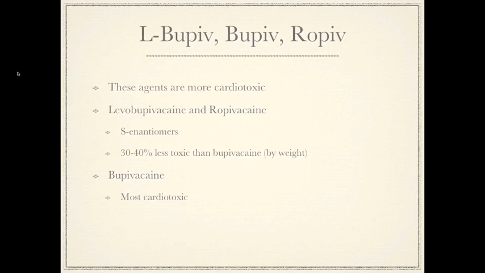So for these more cardiotoxic drugs, a lot of it has to do with stereochemistry. Levobupivacaine and ropivacaine are pure S enantiomers. They're a lot less toxic than bupivacaine, which is actually a racemic mixture of R and S enantiomers and is the most cardiotoxic of the bunch.